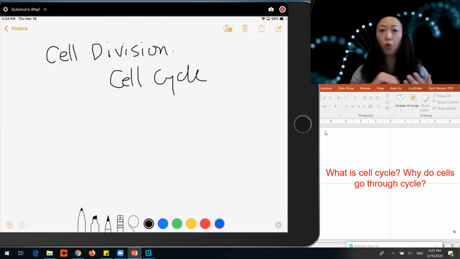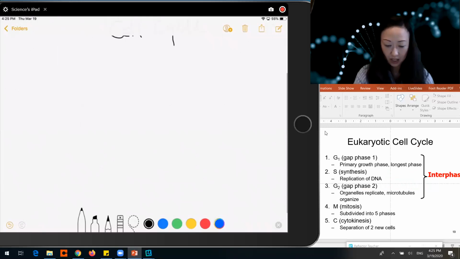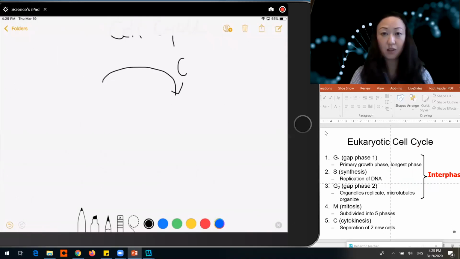But why do they go through these cycles? Because then they can grow from one into two. So the cell cycle is the different stages for a cell to ultimately go from one to two. Now there are 5 phases in the cell cycle. The first phase is called the gap 1 phase, G1. This is usually the longest phase for cells. This is where the cell is growing.